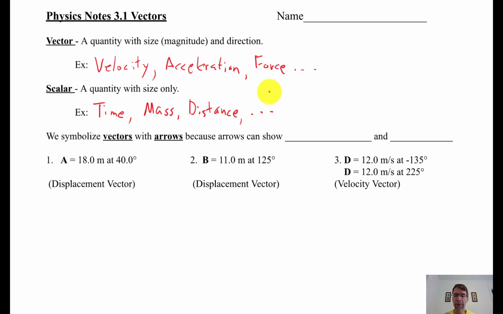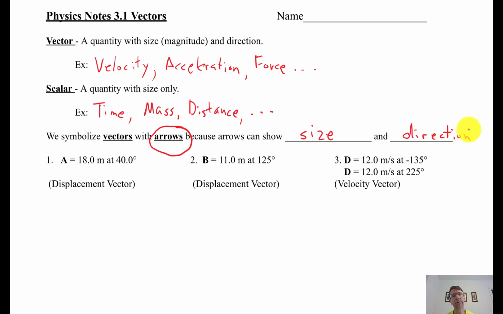When we apply this to physics or math in general, arrows are a good representation of vectors on a piece of paper, because an arrow can show the size of something by drawing a big arrow. Once again, size means the magnitude, not the order of magnitude, but how big something is, and direction. They point in a direction. So we'll be drawing a lot of arrows here because they can show the two important aspects of a vector.